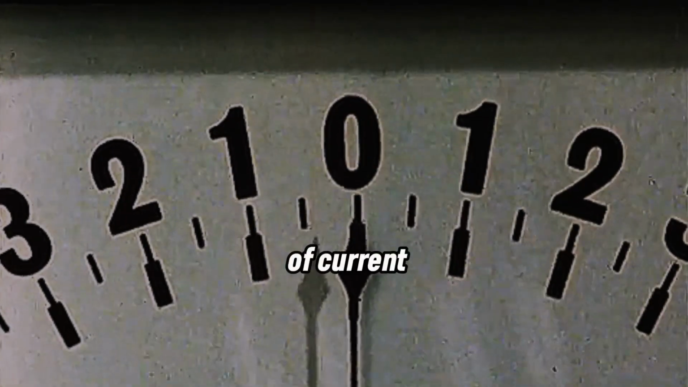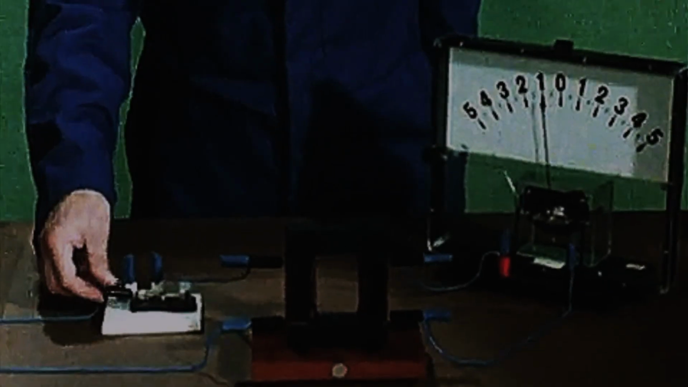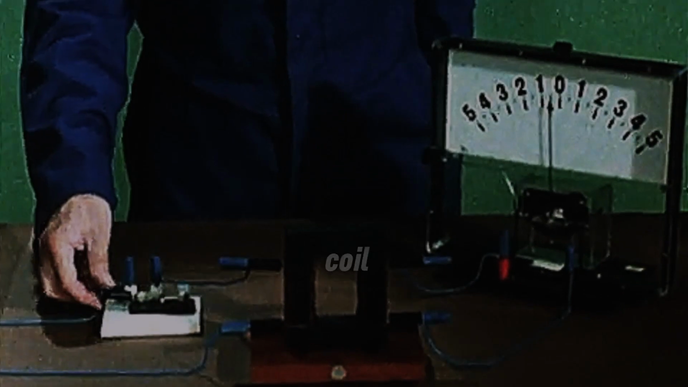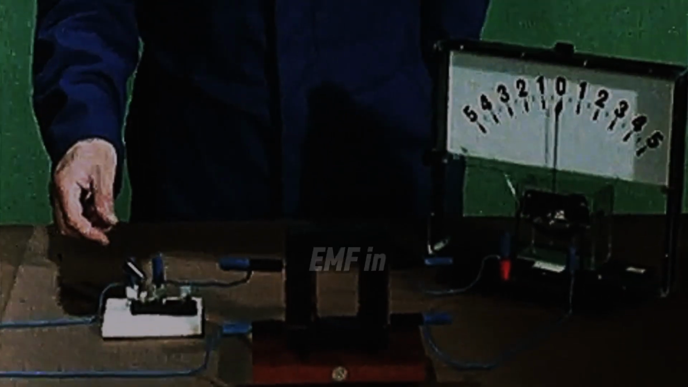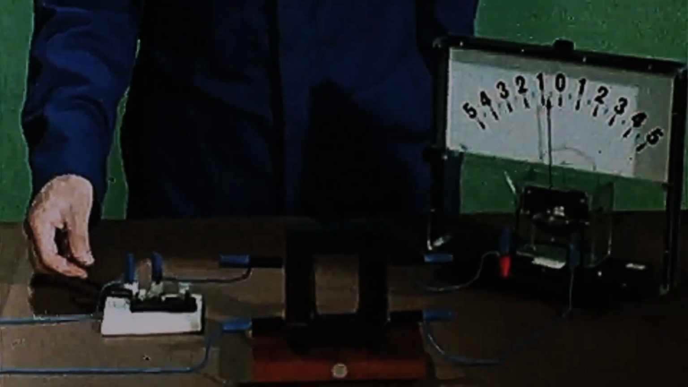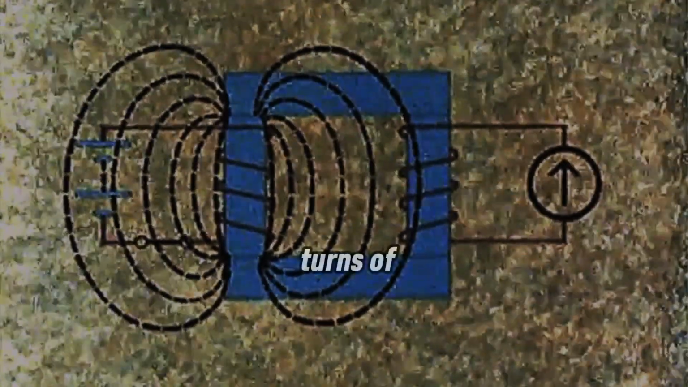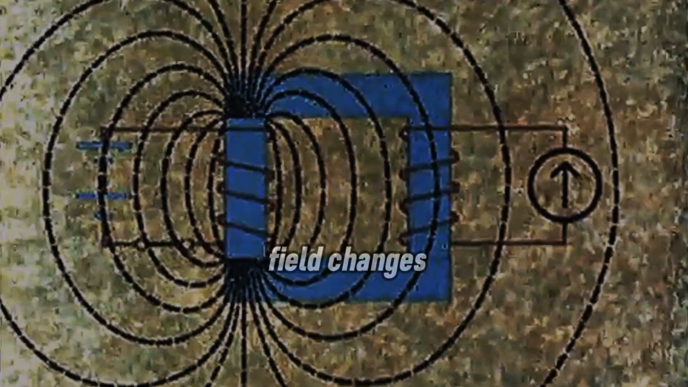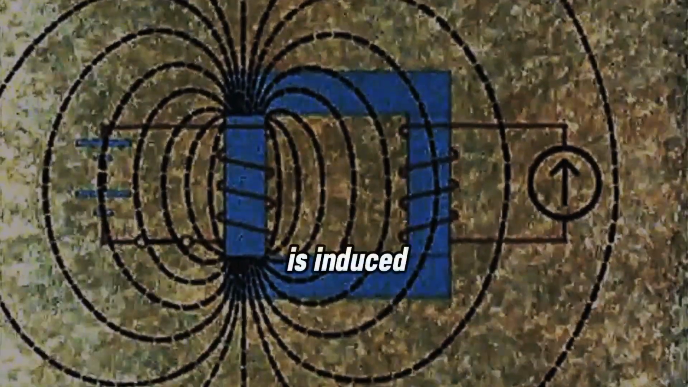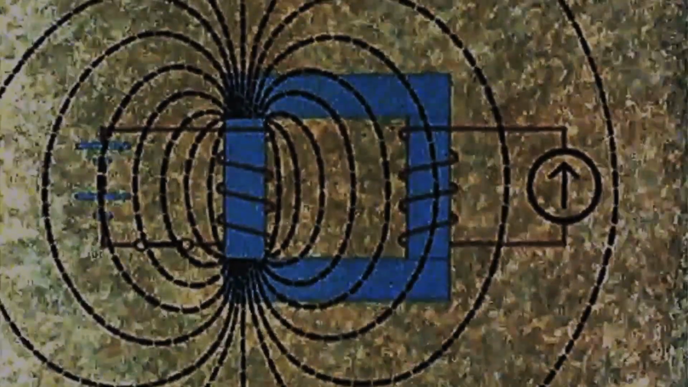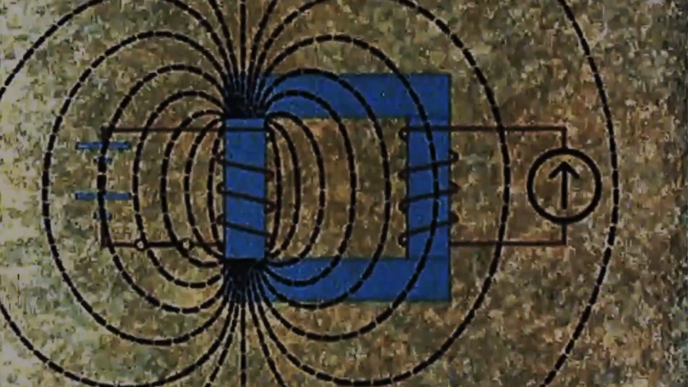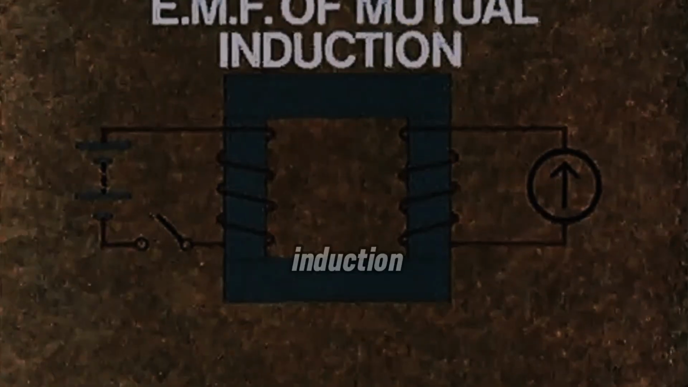A kick of current shows on the instrument. Every time the current changes in the first coil, there is an induced EMF in the second one. This is because the lines of force from the field of the first coil are cutting across the turns of the second one, so that as the field changes, an EMF is induced in the second coil. This is the EMF of mutual induction.